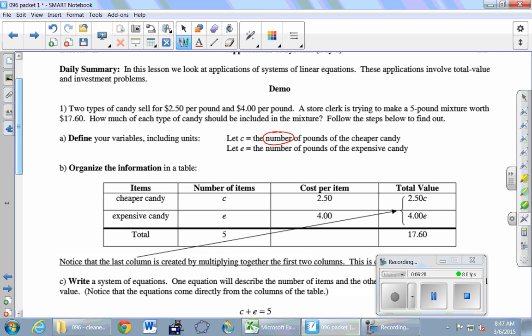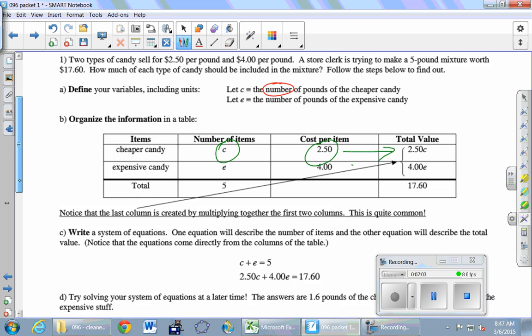And there's this little note here, underlined. It says the last column is created by multiplying together the first 2 columns. And this is pretty common. Multiply this by this, and we stick it over here. I don't want you to memorize it. I want you to feel. It's like, okay, 5 pounds of expensive candy, 5 pounds times $4 a pound. That was natural. That's what we did without thinking about any symbols. Okay, and then finally the bottom right. What's this 17.60? That's the total value. It's the desired value. It's in that bottom total row, right?